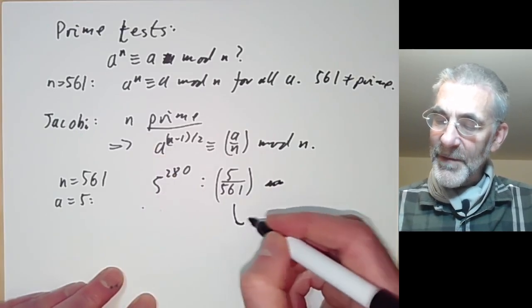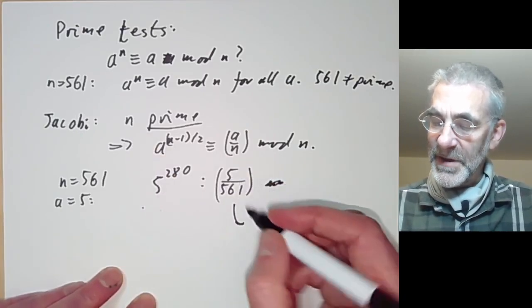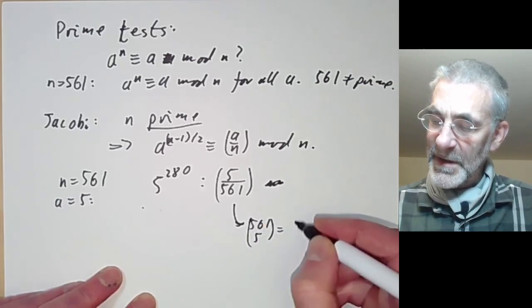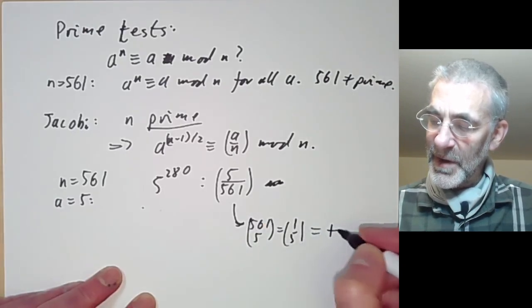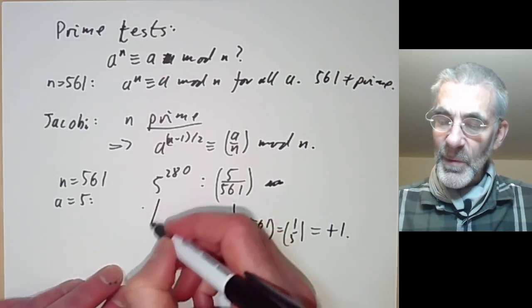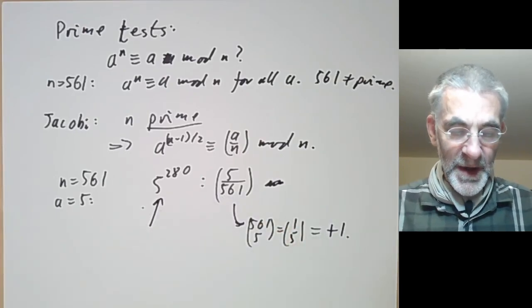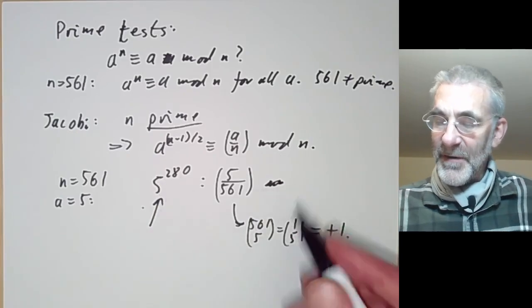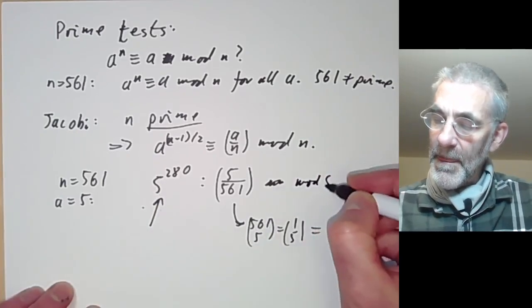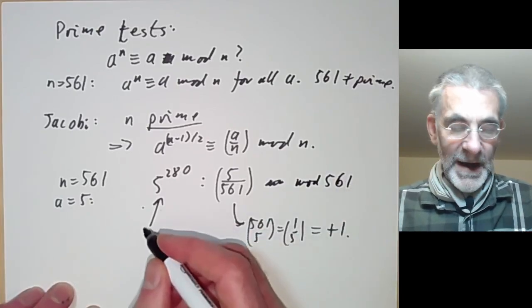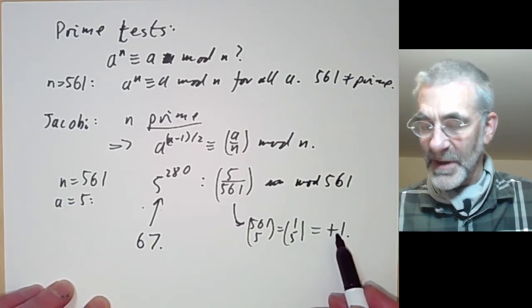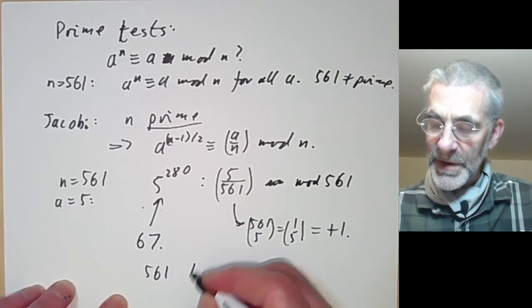Well, we can work out this using quadratic reciprocity. So this is equal to (561/5), which is equal to (1/5), which is equal to plus 1. And we can work out this number here by using the usual algorithm for working out something to the power of something modulo something else, and it turns out to be 67. And you see 67 is not equal to plus 1, so 561 is not prime.